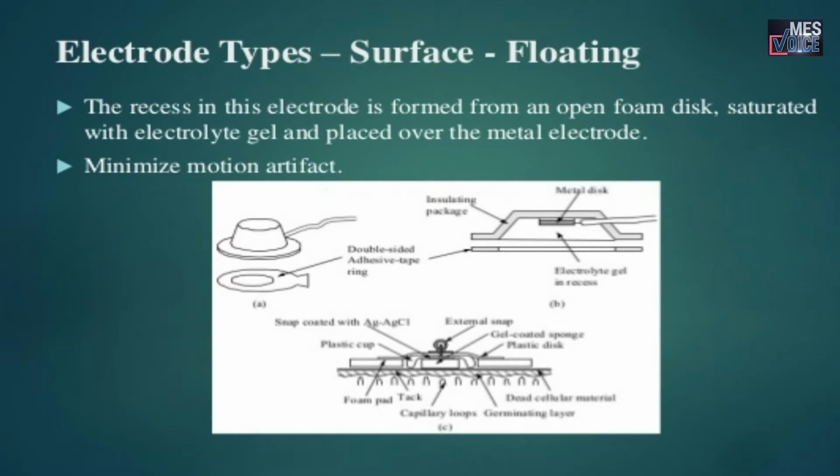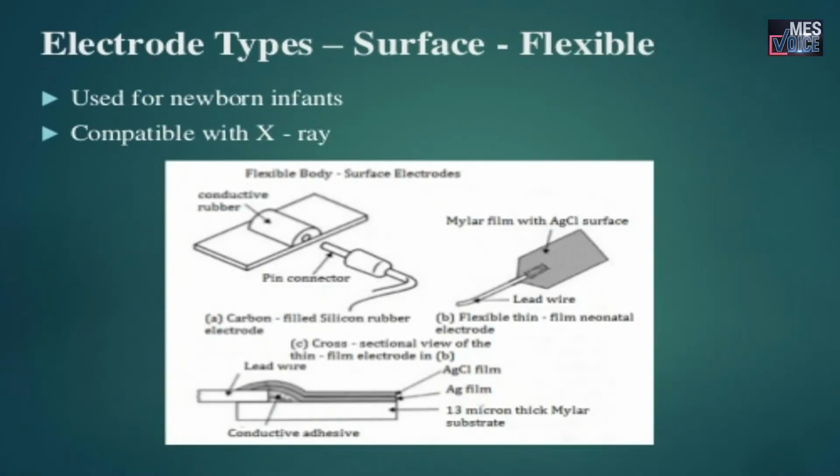Next we will see the floating type electrodes. The recess in this electrode is formed from an open foam disc saturated with electrolyte gel and placed over the metal electrode. This minimizes the motion artifact. Here you can see some floating surface electrodes. Next is the flexible type surface electrodes. This is used for newborn infants and it is compatible with X-ray also. So here you can see the flexible surface electrodes.